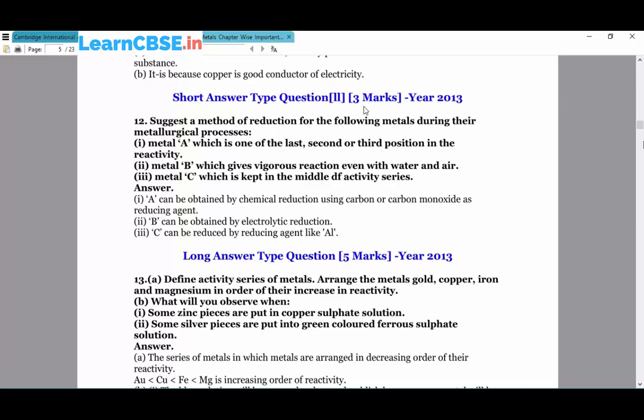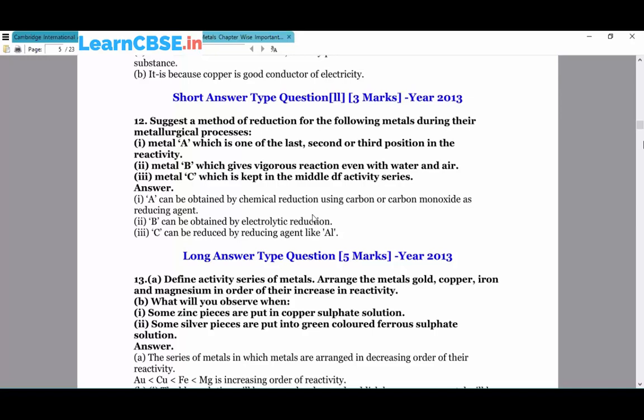Suggest a method of reduction for the following metals during their metallurgical processes. Metal A, which is in the second or third position in the reactivity series. Metal B, which gives a vigorous reaction even with water and air. Okay, metal A can be obtained by chemical reduction using carbon or carbon monoxide as a reducing agent, because for the second and third position we have to do only the reduction. In the reactivity series, for example potassium, sodium and all, they are high reactivity metals, so we have to extract them only by electrolysis.